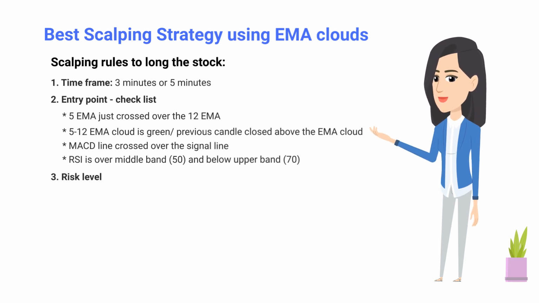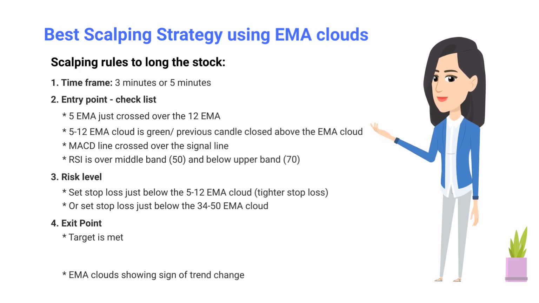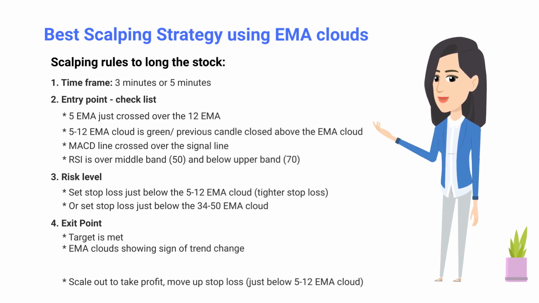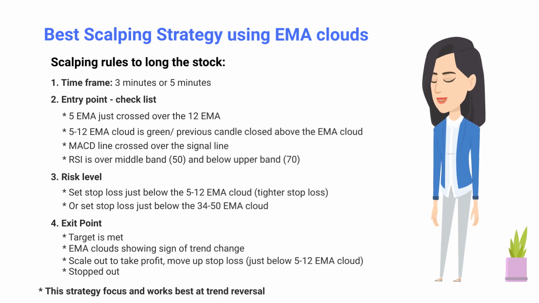Risk level. 1. Set stop loss just below the 5 and 12 EMA cloud. 2. Or set stop loss just below the 34 and 50 EMA cloud. Exit point. 1. Your target is met. 2. EMA clouds start showing sign of trend change. 3. Scale out to take profit, move up stop loss just below the 5 and 12 EMA cloud. 4. Stopped out. Important to note that a better entry point will provide the best potential risk to reward ratio. This strategy focuses and works best at trend reversal.